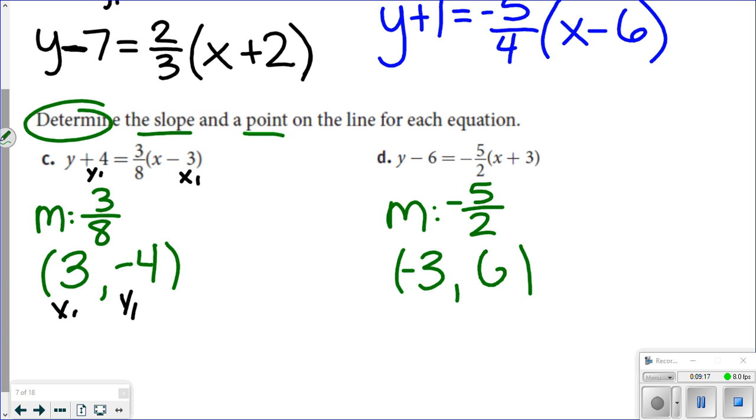And then this y value over here is a 6. Okay, so opposite signs for your points. And be really careful, make sure you write your x first and your y second. A lot of times I have students that flip those around.